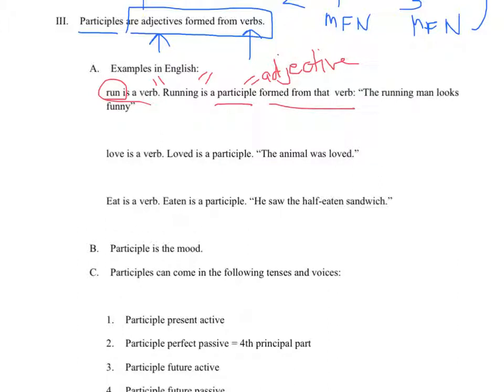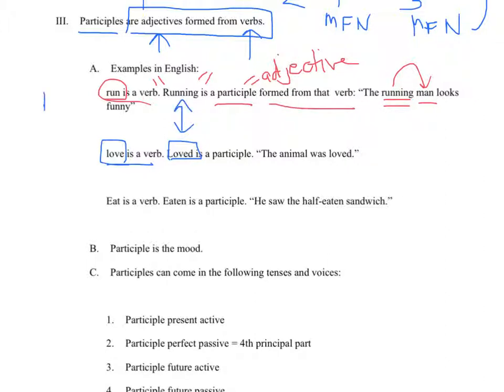So you could say the running man. Running is the adjective that modifies man; the running man looks funny. So running is not a verb in this case. It is a so-called participle that's formed from a verb. But when you use it to modify the noun man, you have to consider that to be an adjective, and in particular, this type of adjective is called a participle. Look at the next example. Love is a verb. Loved is the participle. It's a different participle from the first example, but it's still a participle.